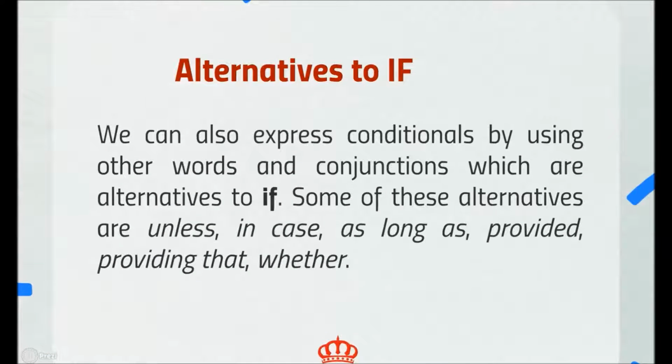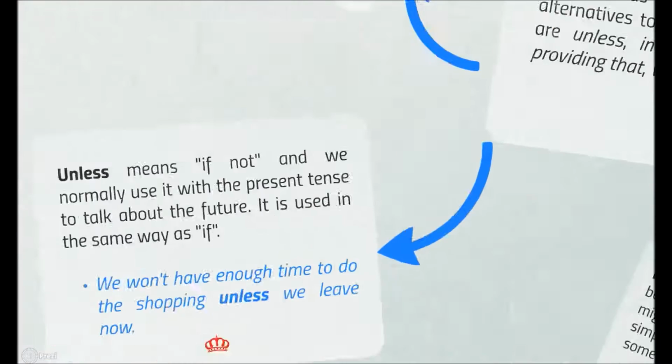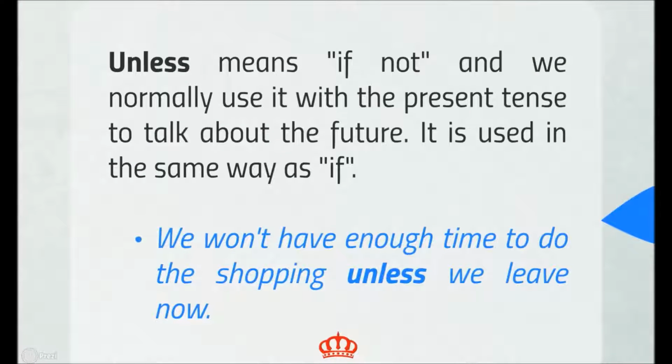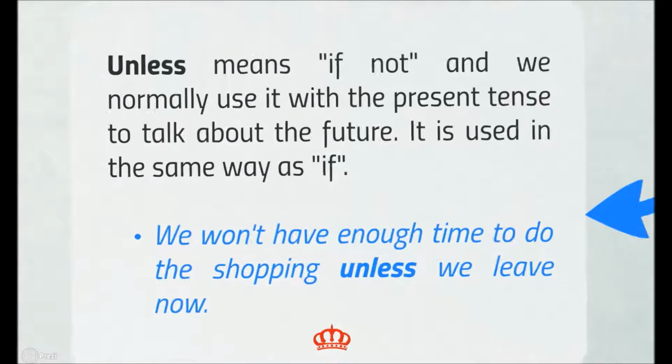Now, alternatives to if. We can also express conditionals by using other words and conjunctions which are alternatives to it. Some of these alternatives are unless, in case, as long as, provided that, or whether. Unless means if not, and we normally use it with the present tense and talk about the future. It is used in the same way as if. We won't have enough time to do the shopping unless we leave now.